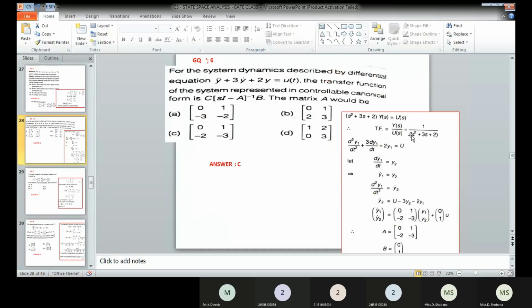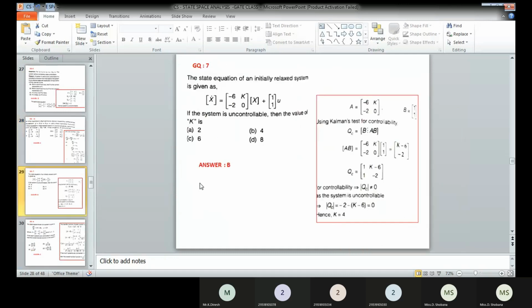You can proceed with this transfer function method, or you can take the same differential equation and obtain the state model directly. Since it is a differential equation method, state variables will be assigned and substituted into the differential equation. You can obtain the state model like this. The A matrix is 0, 1, minus 2, minus 3, which is available in option C. That will be the correct answer. Then we can go for the next problem.